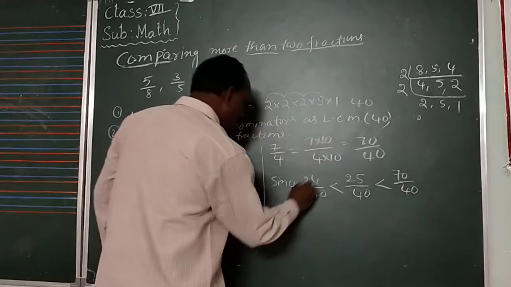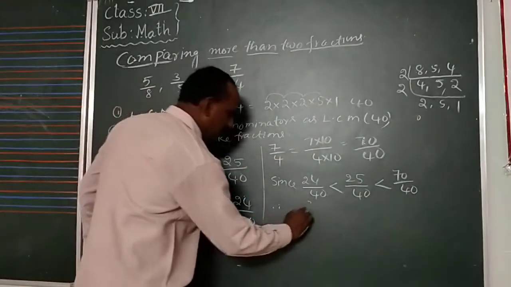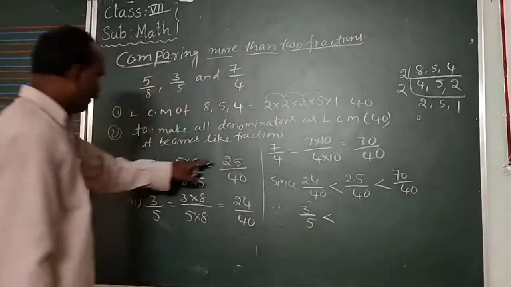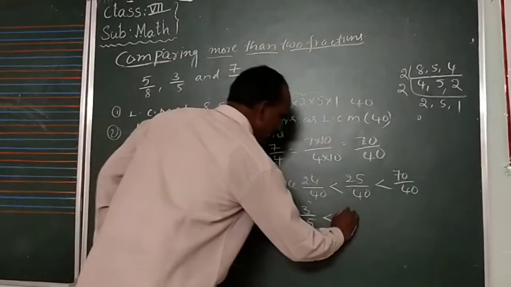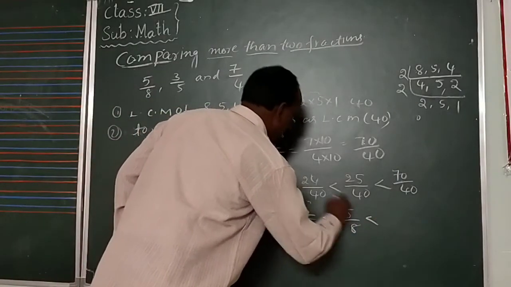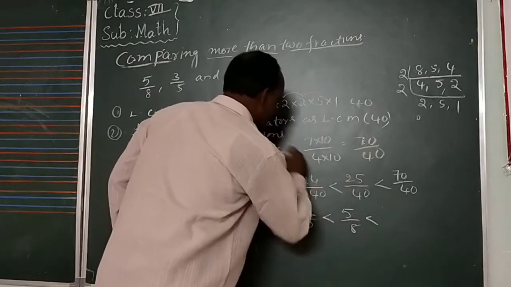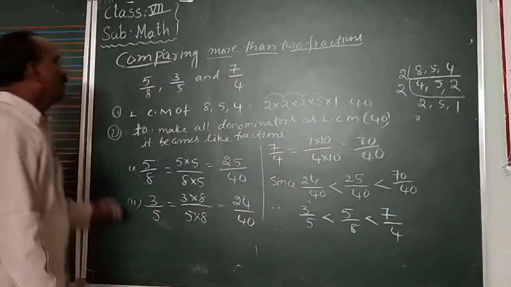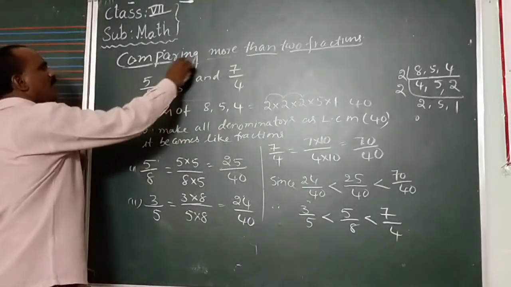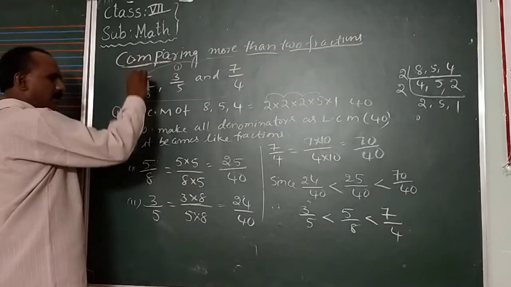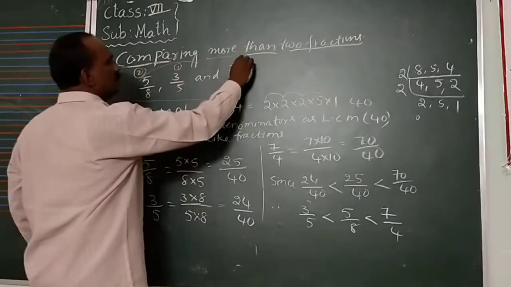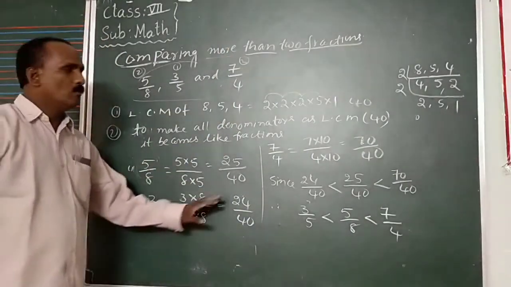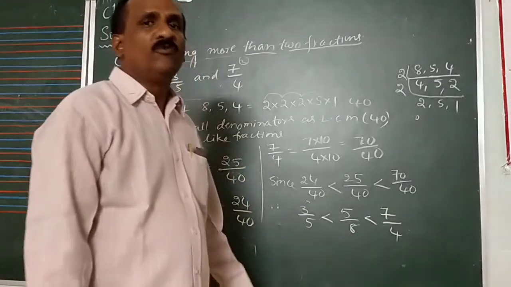So what is the 24 by 40 fraction? 3 by 5. So 3 by 5 is less than 25 by 40, which is 5 by 8, and that is less than 70 by 40, which means 7 by 4. Among these three fractions, 3 by 5 is the smallest, second is 5 by 8, and the third, the biggest, is 7 by 4. Like this we can compare more than two fractions.